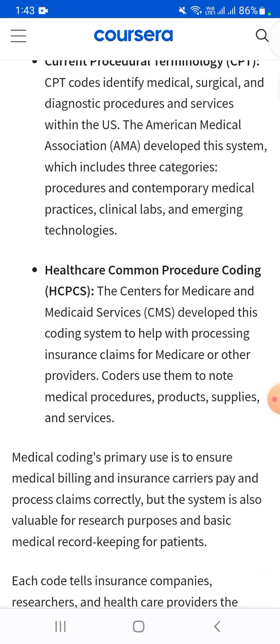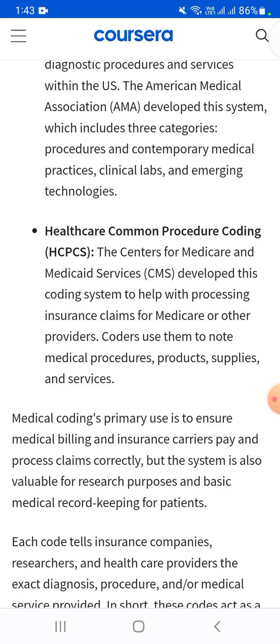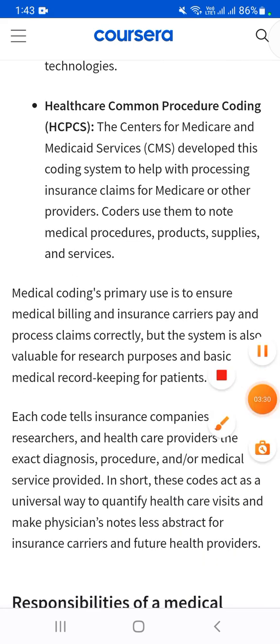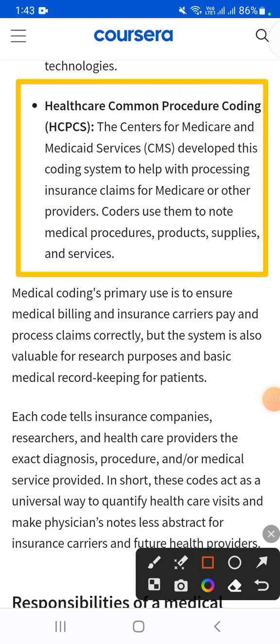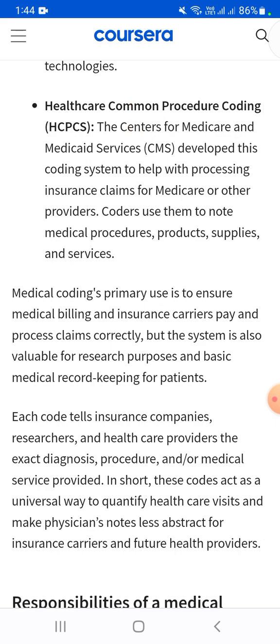And the third one is the Healthcare Common Procedure Coding System. You can see on the screen, HCPCS. The Centers for Medicare and Medicaid Services developed this coding system to help with processing insurance claims for Medicare or other providers. Coders use them to note medical procedures, products, supplies, and services.